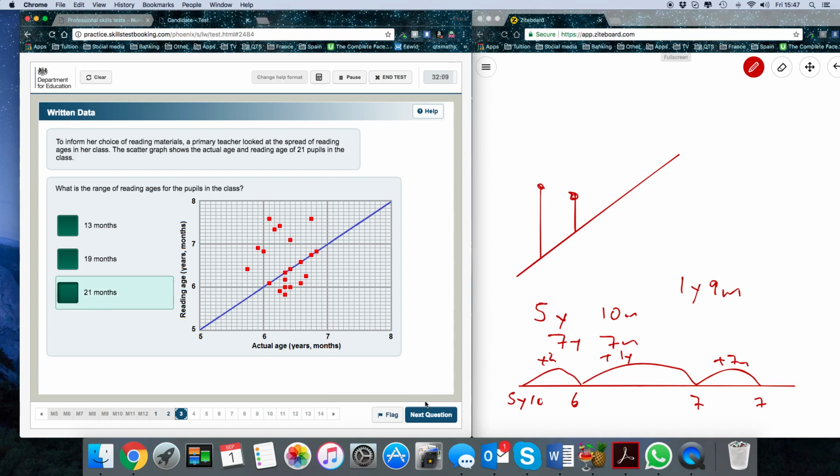I'm drawing the timeline just to show you the methods, but really, if you do it on the screen, you could literally count the squares from the bottom to the top and count months. You could literally count 21 squares up.